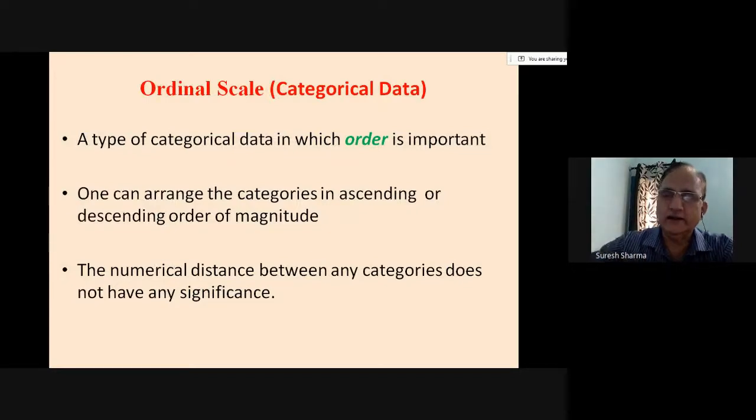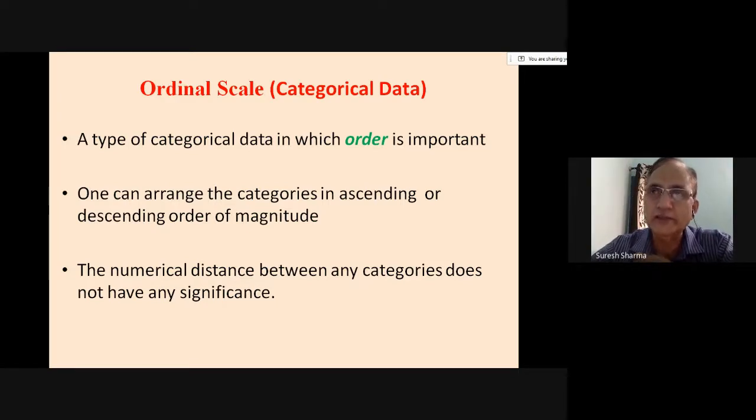Then again for categorical data, there is another scale which is called ordinal scale. Now what is ordinal scale? A type of categorical data in which order becomes important. That's the only difference between nominal and ordinal. In case of nominal, there is no order. But in case of ordinal scale, categories can be arranged in order from the lowest to the highest or highest to the lowest. For example, if I am looking at, let's say, socioeconomic class, lower class has 1, middle class has 2, upper class has 3. But 1 means the lower income group, 3 means the higher income group. So you can arrange the categories in order.